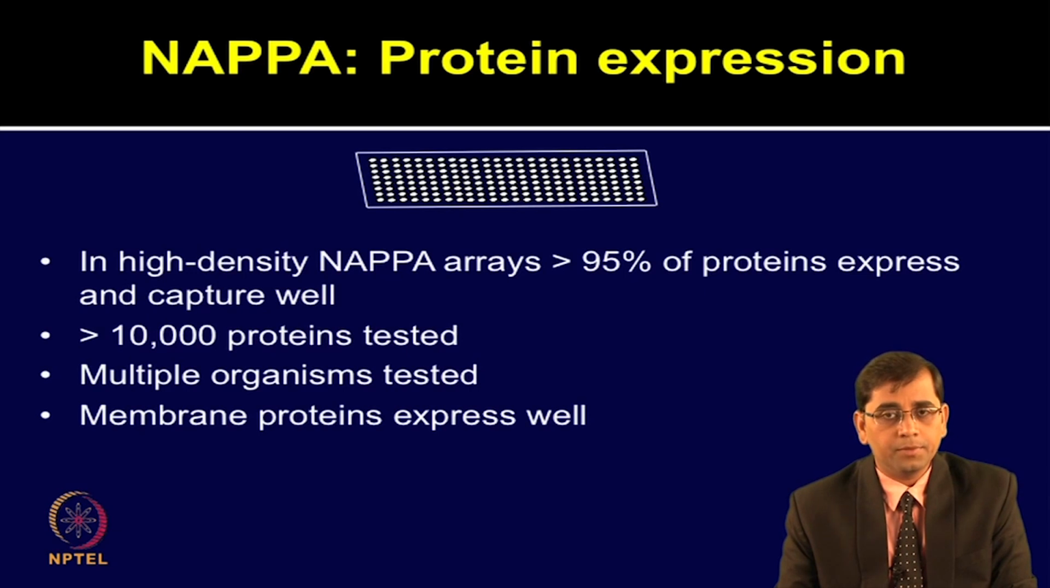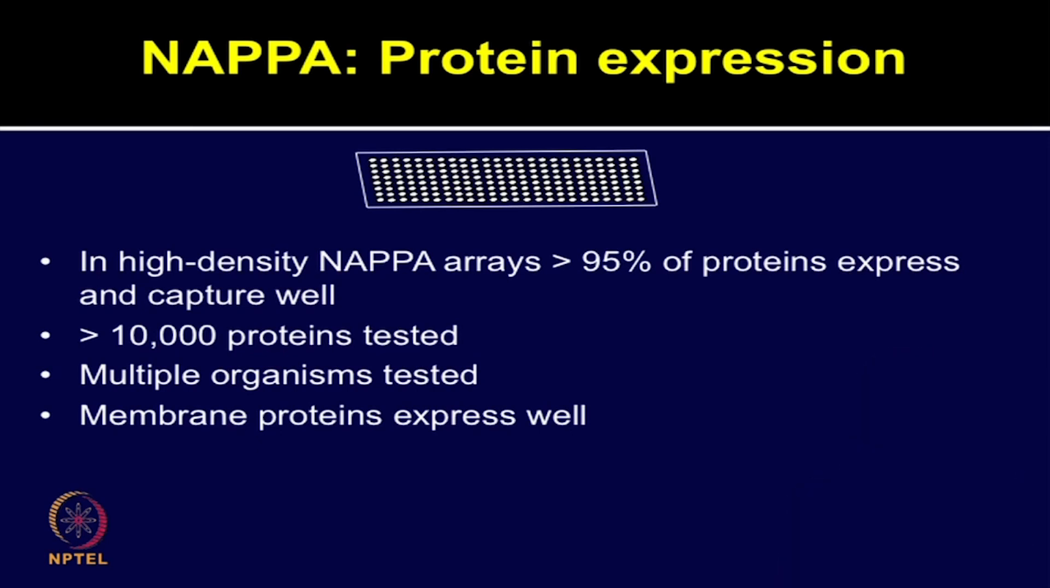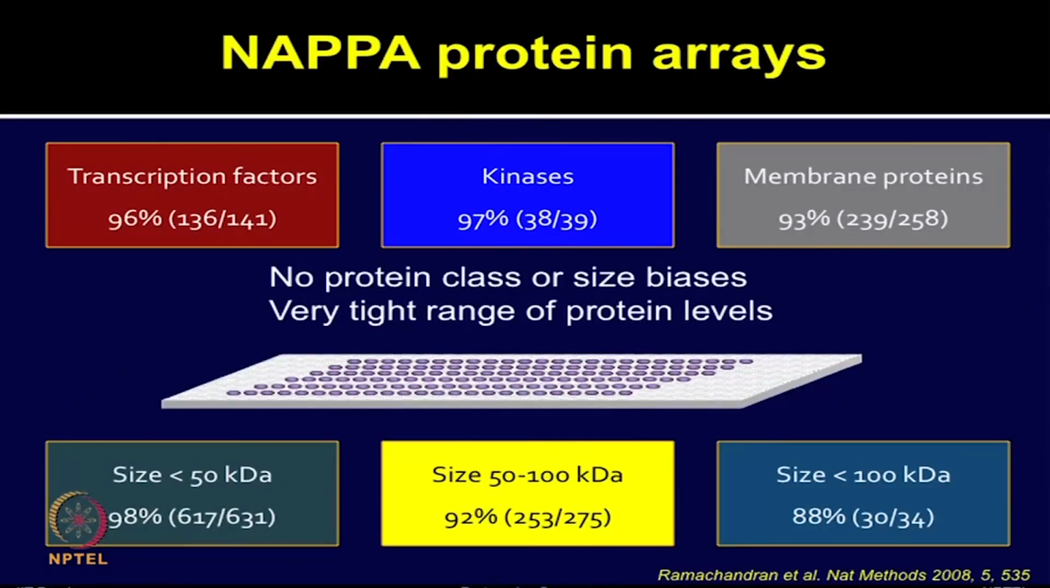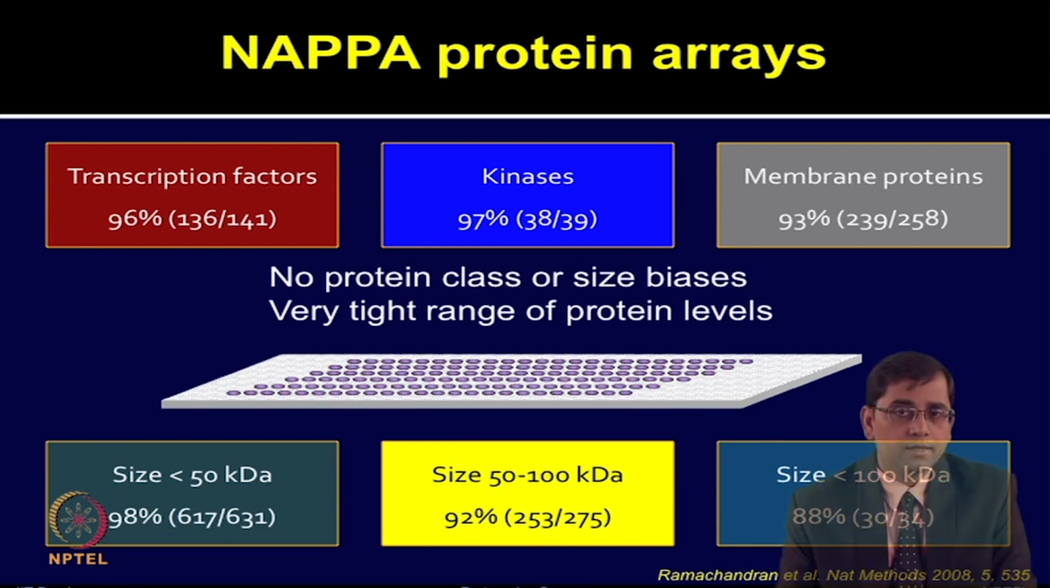Because the concept is very simple, once you have access to the clone cDNA containing GST tag or any other tag, you can make use of the cDNA repositories. NAPPA approach does not have a bias for a specific group of proteins or a class of proteins for efficient protein expression. It can also express membrane proteins, kinases and transcription factors.